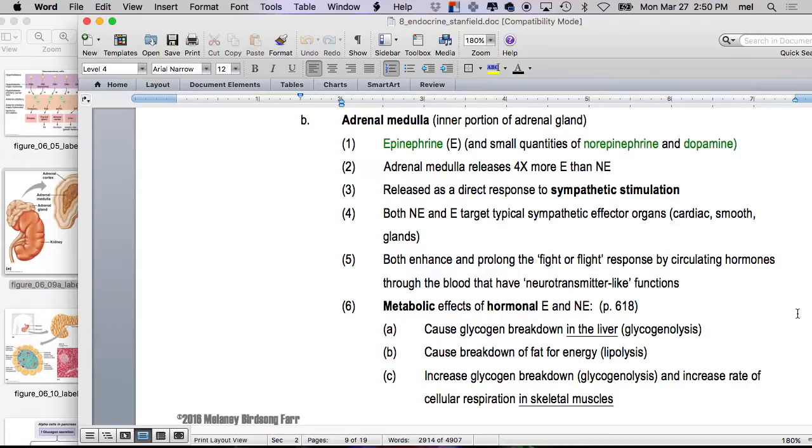Good? And then, how about I go specifically to skeletal muscle? And I can't get to skeletal muscle as a neurotransmitter, right? It's not hooked up that way. But I can get there as a hormone. I'm going to go specifically to skeletal muscle, and I'm going to have two impacts on skeletal muscle. I'm going to cause glycogenolysis of the stored glycogen inside skeletal muscle, and I'm going to increase the rate of cellular respiration in skeletal muscle.